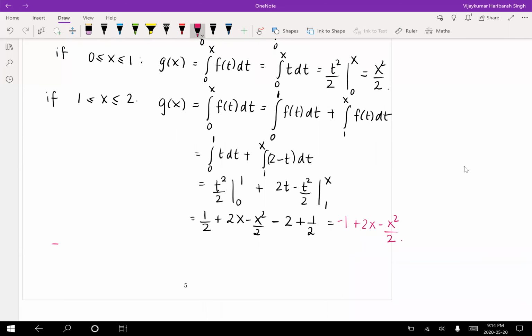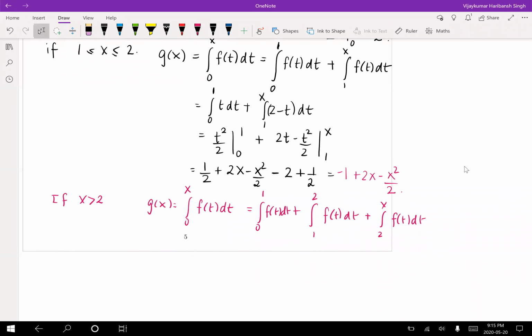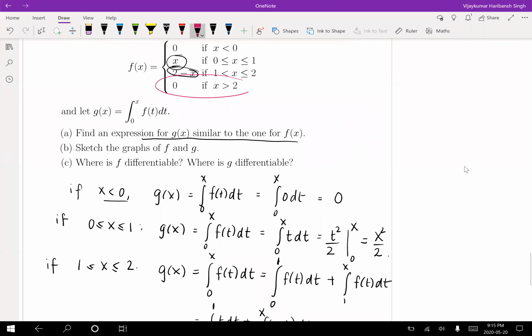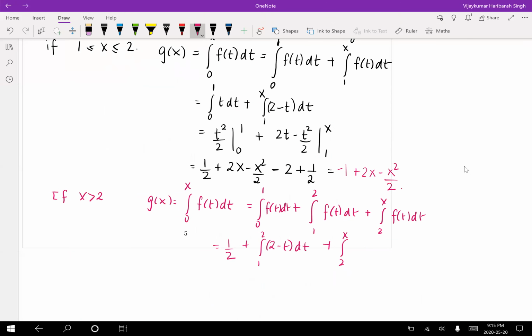Now later on, if x is bigger than 2, then your g of x is going to be the integral from 0 to x, again, of f of t dt. Now we have to break it into parts. So this is going to be 0 to 1, plus 1 to 2, and then we'll have 2 to x of f of t dt. Now we have already done this computation. So this is going to be half, already done before, plus the integral from 1 to 2 of 2 minus t dt, plus from 2 to x. In this case, after 2 also the function is defined by 0. So this is going to be 0 dt.